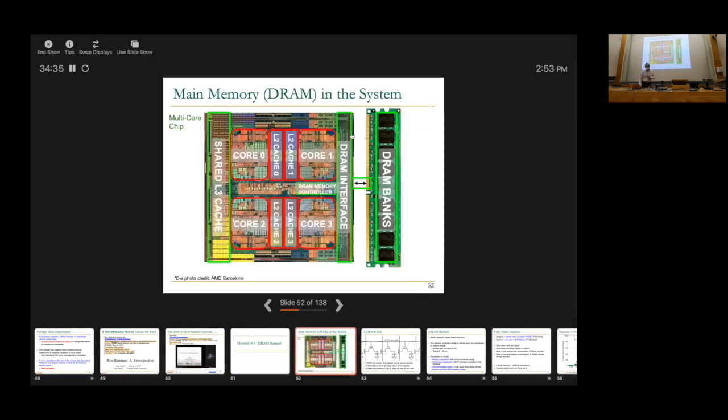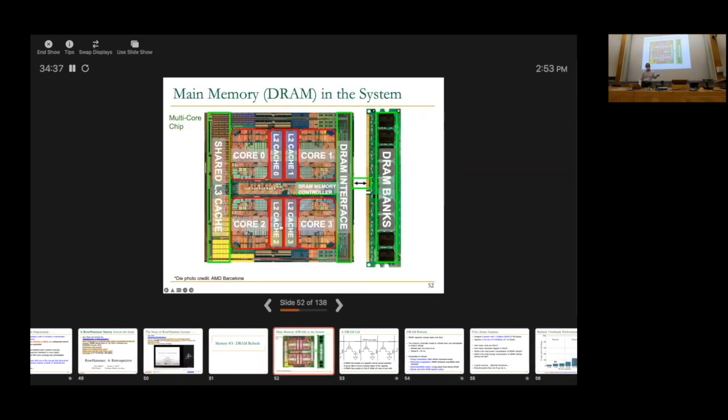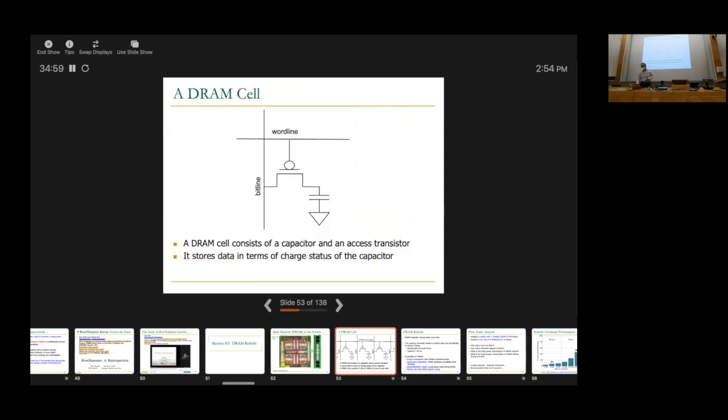Okay, let's go into DRAM refresh, because this is related to RowHammer, and I think it follows nicely. This is an old system. This is AMD Barcelona in 2006 or so. You can see that it has a CPU chip and a DRAM module in this case. If you look at systems today, especially high-end systems, about 50% of the cost and 50% of the power is spent on the memory, DRAM. And one of the reasons is because of DRAM refresh.